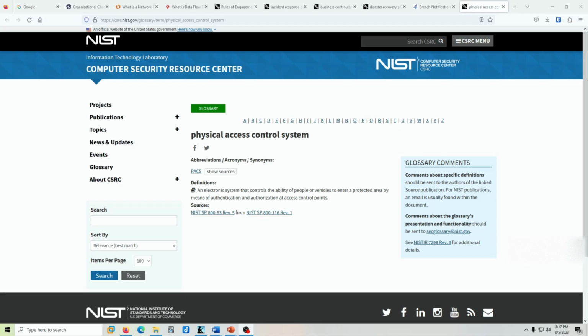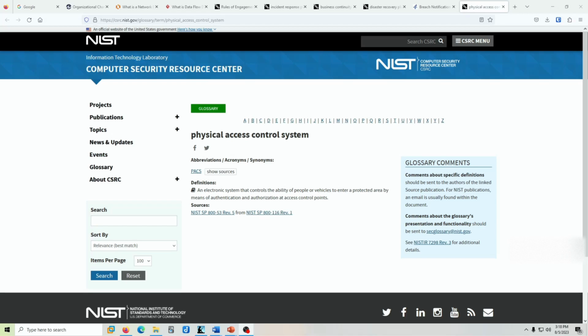Next item on the list is physical access control, physical access requirements. So I pulled up physical access control systems from NIST: an electronic system that controls the ability of people or vehicles to enter a protected area by means of authentication and authorization and access controls. So we're going back to physical security. We're talking bollards, so people can't just run their car into the building and get into the building.